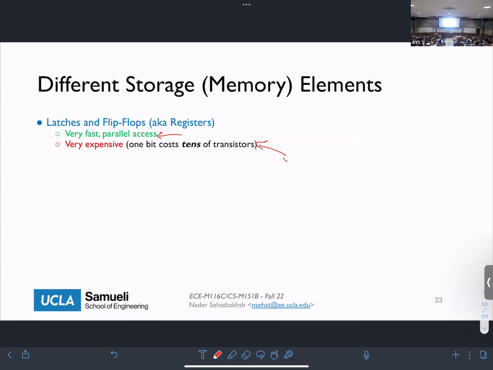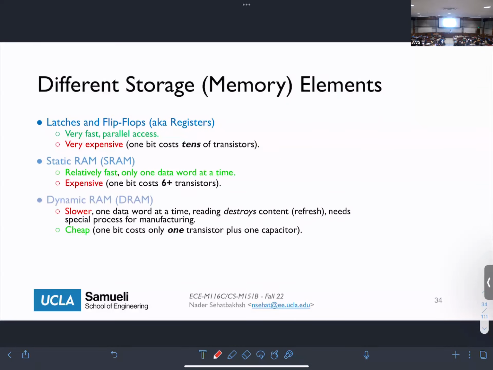So we cannot really afford to have megabytes, for example, of registers, because then we are talking about millions and millions of transistors, and we have power issues, area issues, and all those things that we discussed in the class so far. So what are the other alternatives?